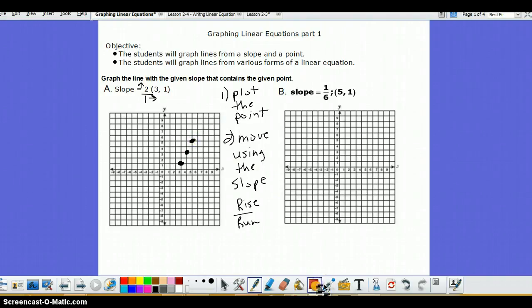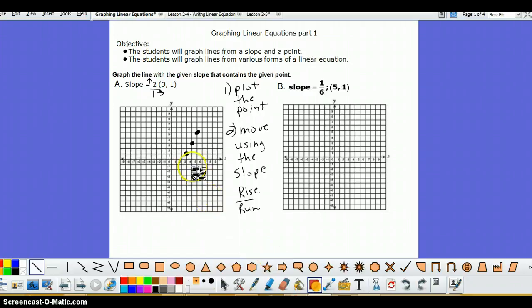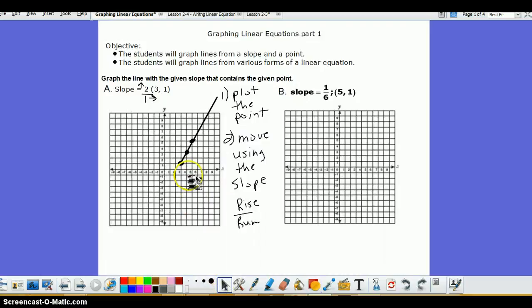Alright, and now at this point, I'm going to connect those with a line. Put arrowheads on the end, and you're finished. Alright, so pause the video and try this one on your own. Alright, so you guys should have paused it, tried this one, so let's go ahead and do it.